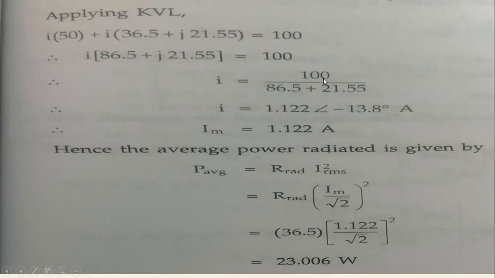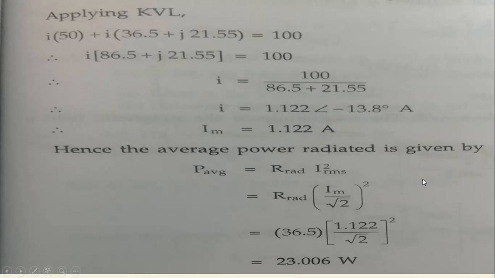Likewise, you can get the current. I is equal to V by R. So V is 100 divided by this rectangular form. You convert this rectangular form, 86.5 plus j21.25, into polar form. So you will get 100 divided by the magnitude, at an angle of theta 1 minus theta 2, so 0 minus whatever you get, 13.8. In this way, the magnitude will be 1.122 and the angle is minus 13.8 degrees, in ampere.